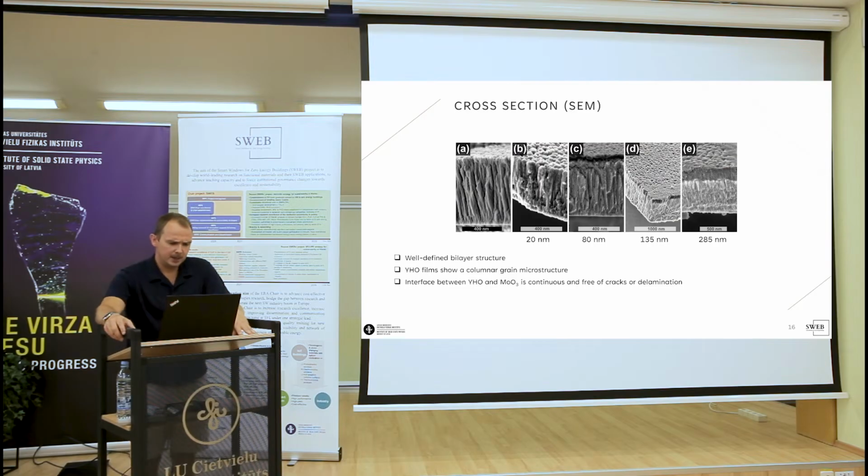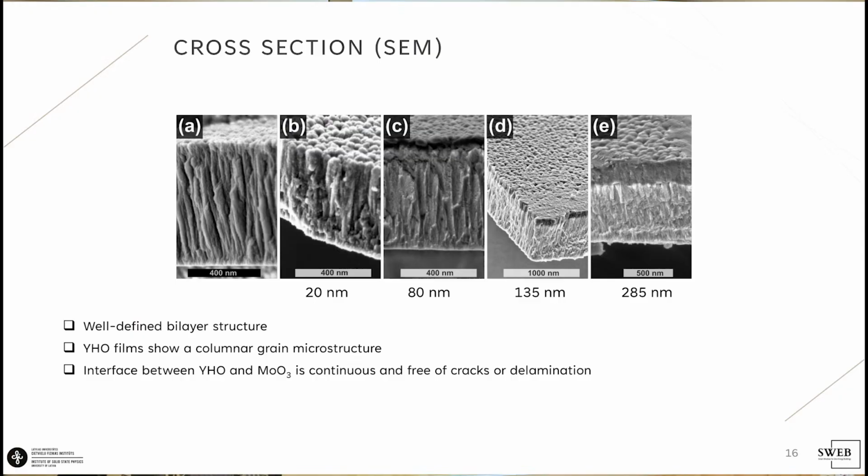These are cross-section images. For single layer yttrium oxide, we see columnar structure growth, which is quite often observed for magnetron sputtered thin films at room temperature. And then for covered or bilayer structures, a very well defined two-layer structure is observed.